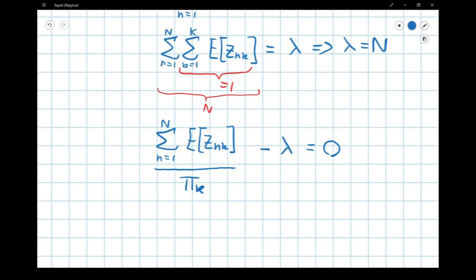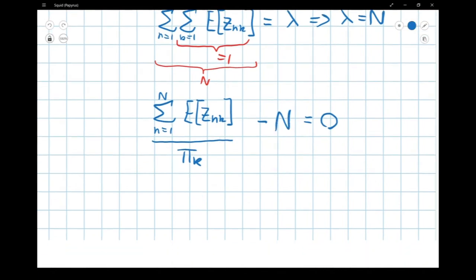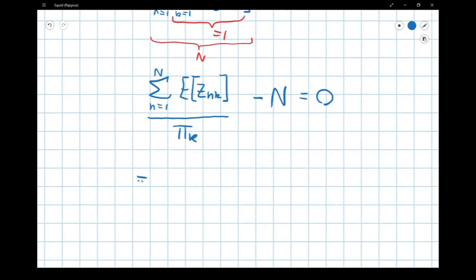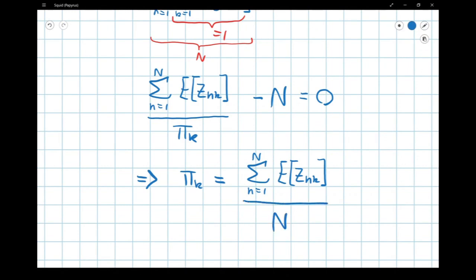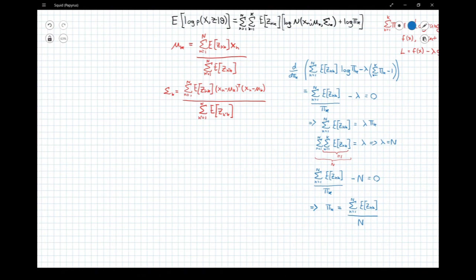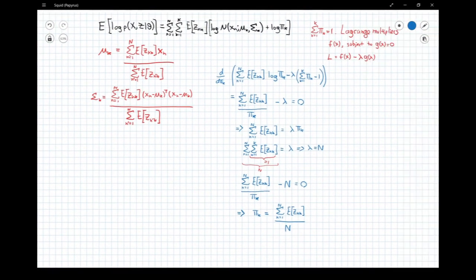So now if lambda is equal to n, we can just write that. And so after some rearranging, this implies that pi k is going to be equal to this term, the summation of our expected z's over n, all divided by n. And so there we have it. There we have the final term for our maximization step.